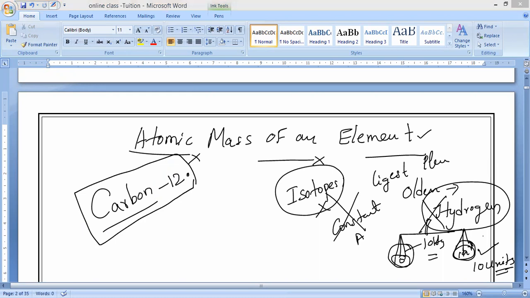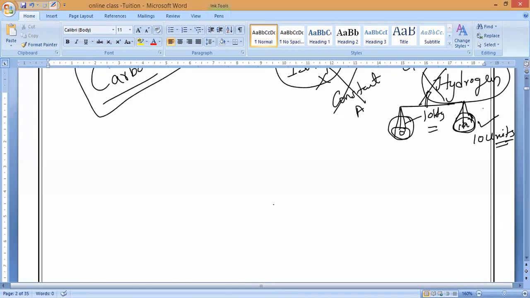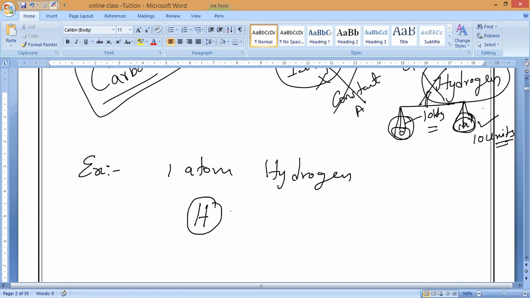If you take one atom of hydrogen, guys, try to understand very carefully how small it is. One atom of hydrogen means only one H. Correct? If you take the mass of this hydrogen, how much is it, do you know?